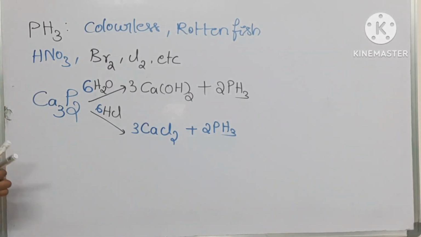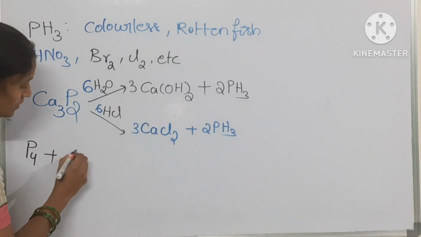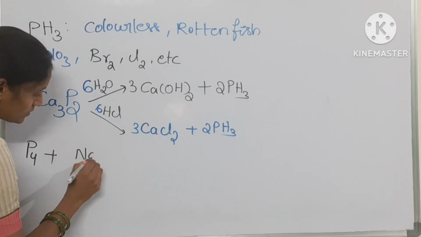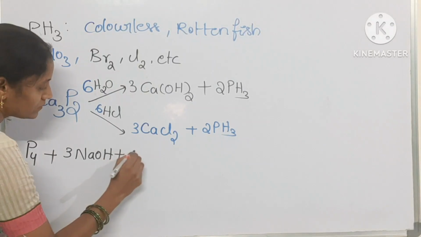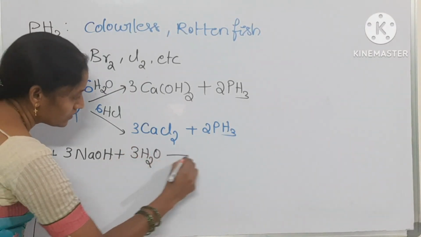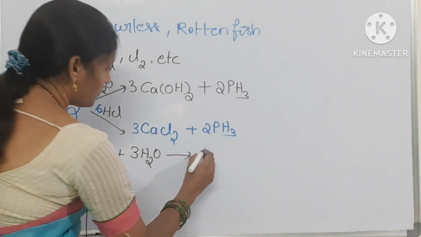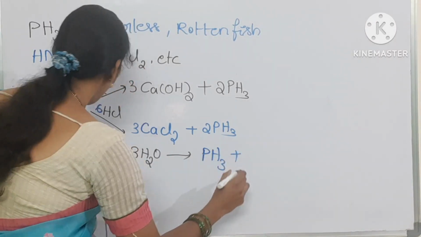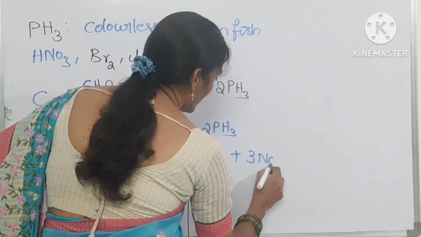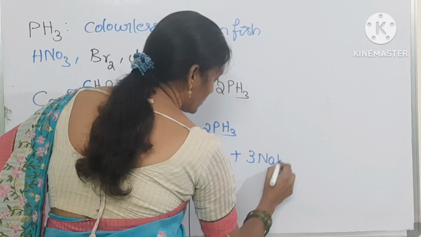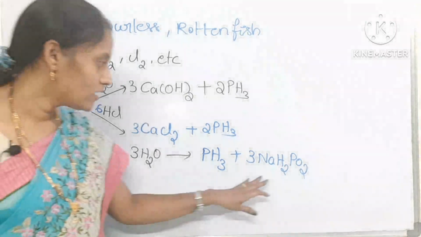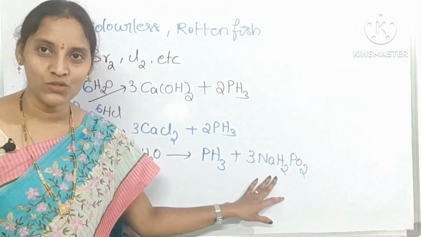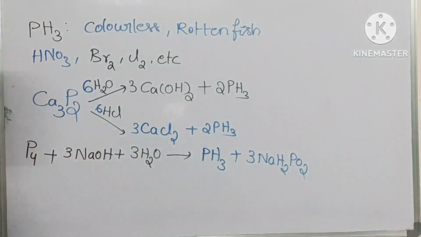Another preparation method: white phosphorus, P4, is treated with hot, concentrated NaOH, with water also there, and you will get phosphine, PH3, plus 3 moles of NaH2PO2. This is sodium hypophosphite. Okay, and this is phosphine.